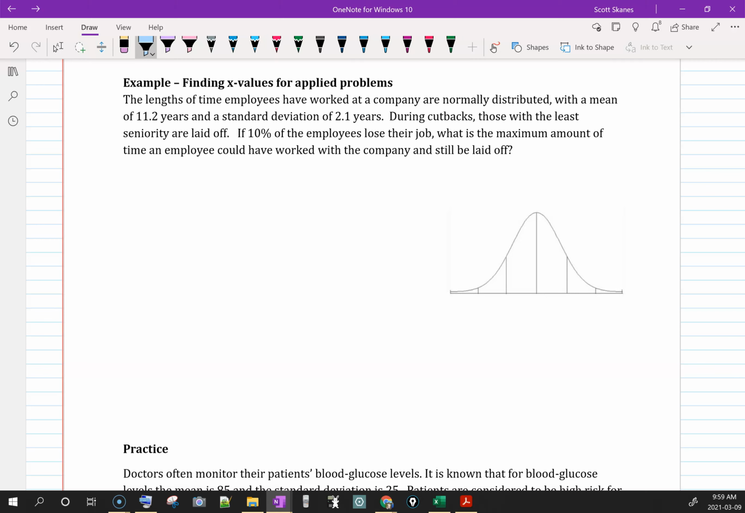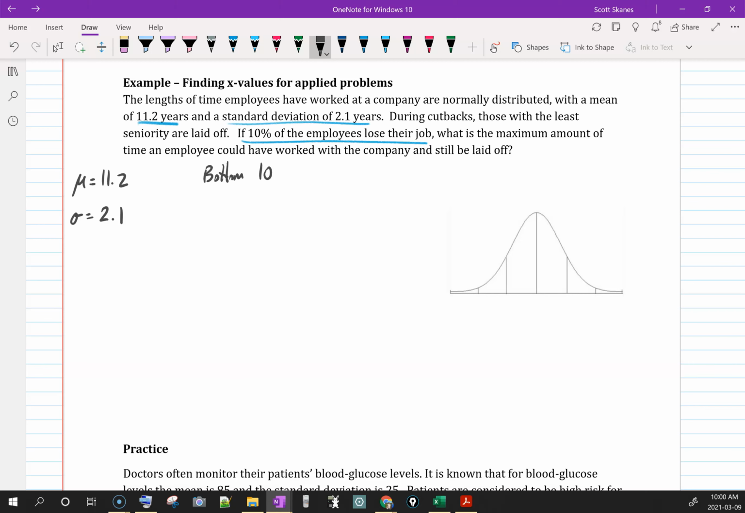The lengths of time employees have worked at a company are normally distributed with a mean of 11.2 and a standard deviation of 2.1. During cutbacks, those with the least seniority are laid off. If 10% of the employees lose their jobs, what is the maximum amount of time an employee could have worked with the company and still be laid off? So 10% of the employees lose their job, and the employees with the least seniority are the ones that are laid off. So that's the bottom 10%.